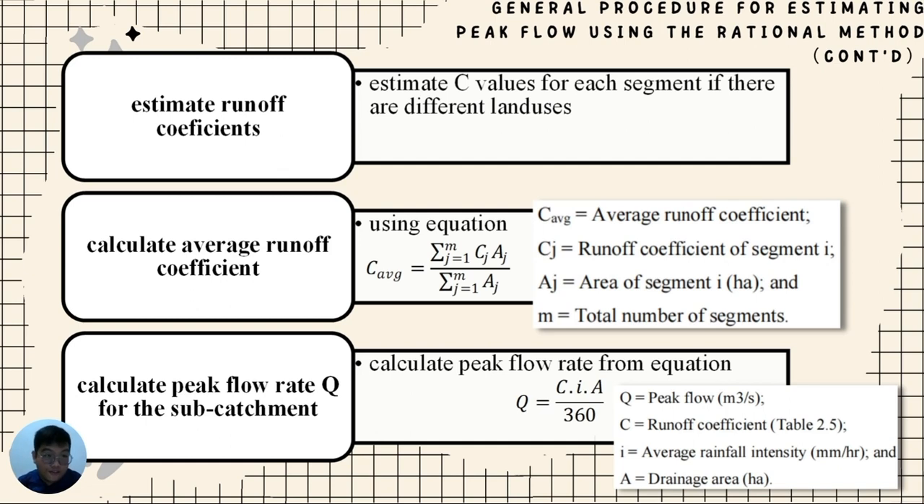The C here is the runoff coefficient. After that, we calculate the average runoff coefficient using the equation, where C average is equal to the sum of Cj, which is the runoff coefficient of segment j, times Aj, the area of segment j, with the sum from j equal to 1 until the total number of segments n, divided by the total area. After that, we calculate the peak flow rate Q for the subcatchment using this formula. Q is equal to CIA over 360, where Q is the peak flow, which we want to find. C is the runoff coefficient, which is based on Table 2.5. I is the average rainfall intensity, and A is the drainage area.